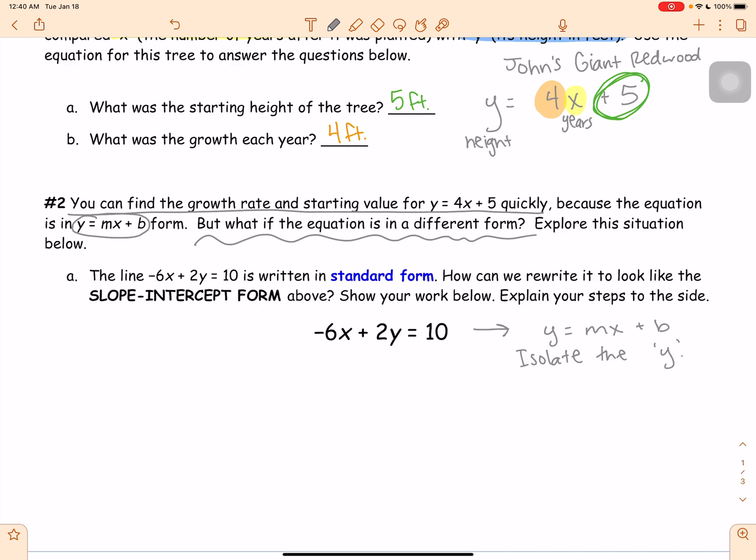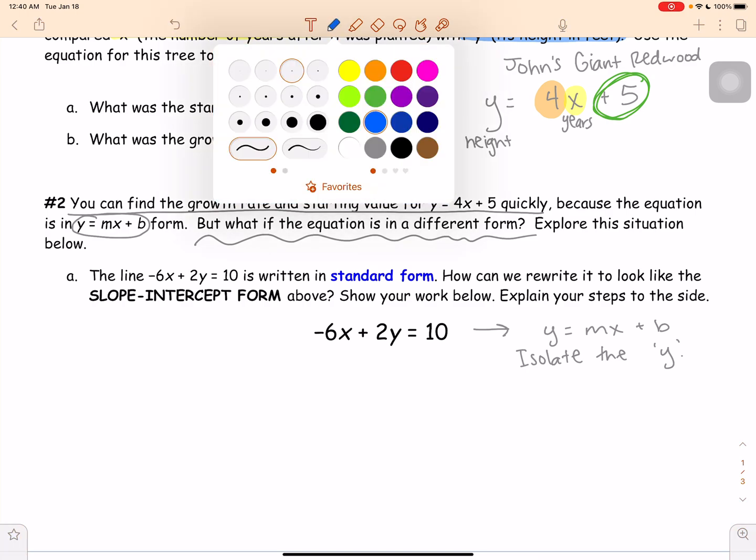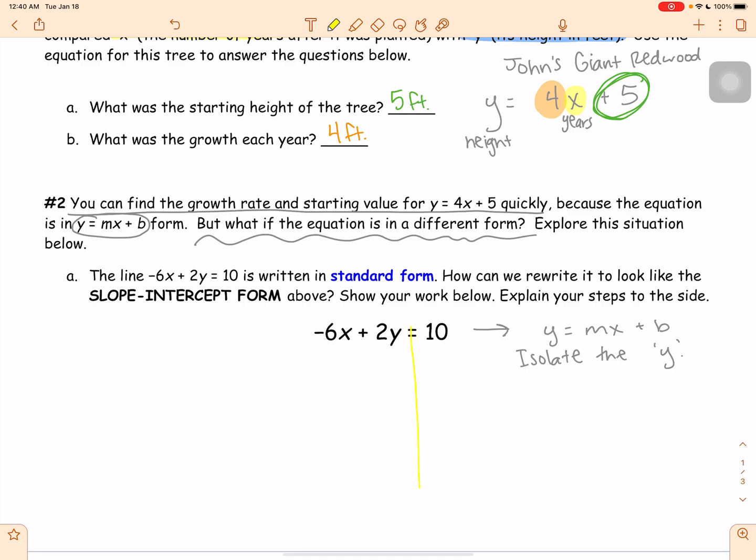All right. So we are going to do steps. My first step would be, of course, I'm going to draw a line down the equal sign real quick. And then I notice that the y is on the left side of that line. So I'm going to move everything else to the right side. So my first thing is to move this 6x over.